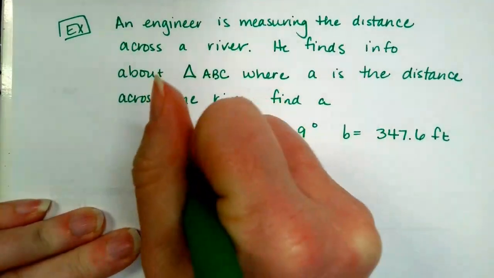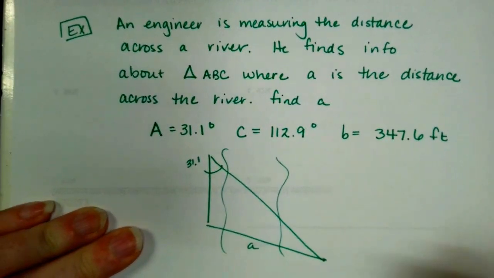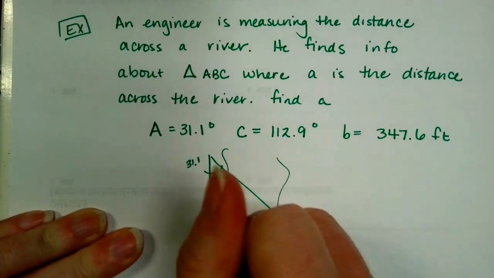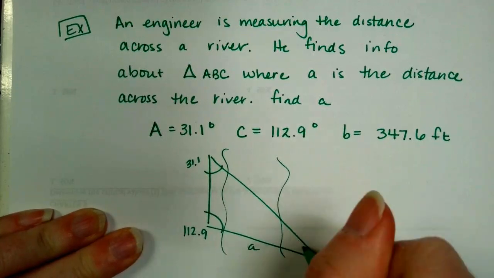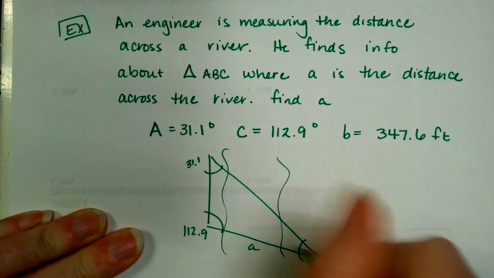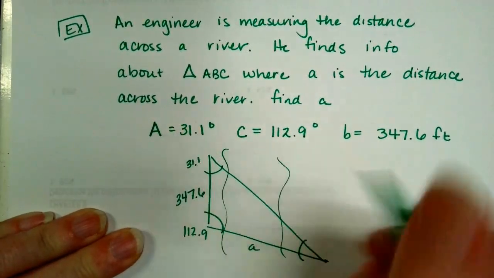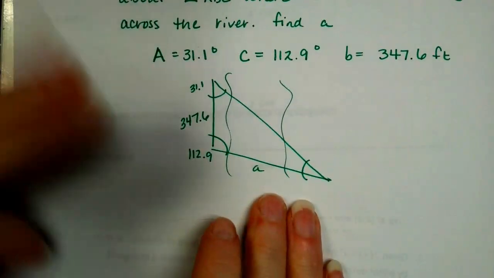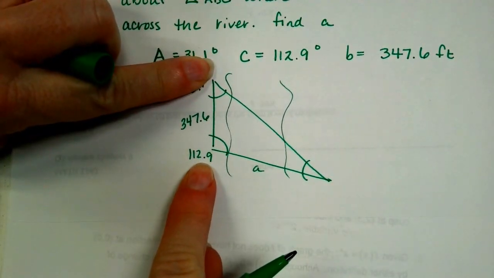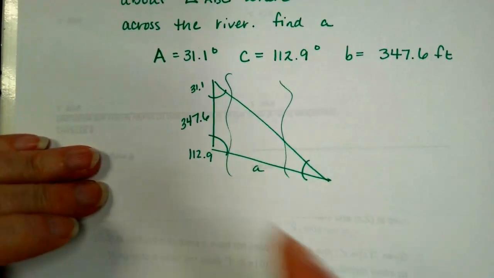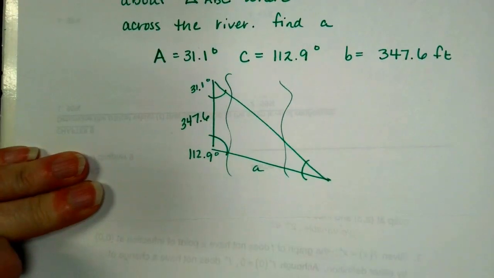We'll call this angle A. It's 31.1. I am looking for the distance across the river. Then this is angle C because it's obtuse, 112.9, and that makes this B. So I know this measurement, which is exactly how this would work because they can measure the distance between the side that they're standing on. Okay, so let me put degree marks on the ones that are angles.